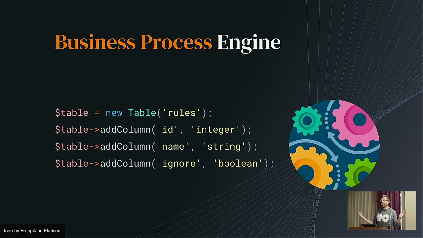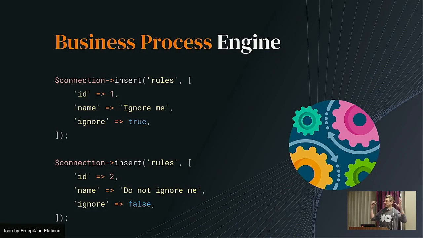So again, let's say we want to implement a software product that creates a business engine, business process engine, and it has the notion of rules. The rules have the ID, the name, and they have the flag ignore. If ignore is on, then the engine should ignore the rule. Here's the business requirements. So we have prototyped that. We want to test our business engine with some rules. Some are set to ignore true, some are to ignore false.